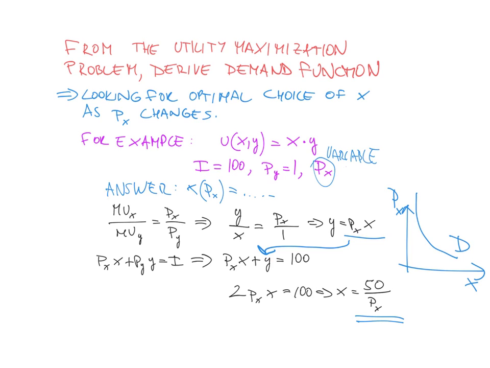So if we were to change the price of y to 2, so if we double the price of y, we'll have a different demand curve. It's going to look something like that. And this is the demand curve d prime when the price of y is now 2.